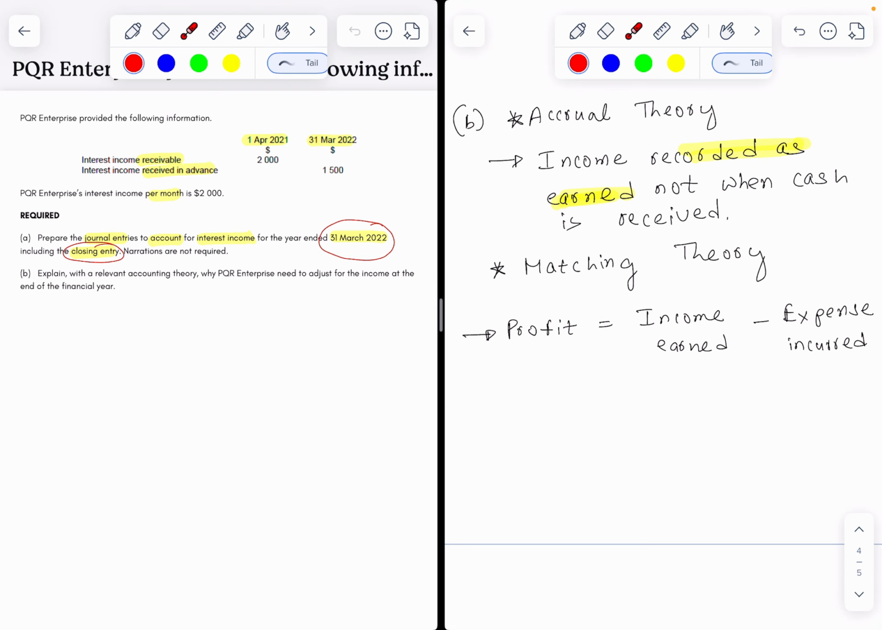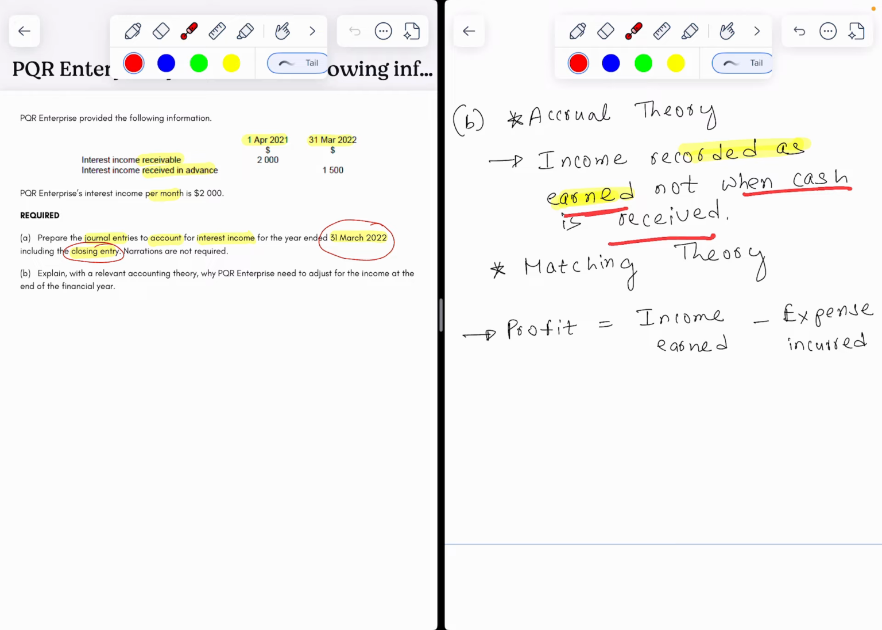Explain with a relevant accounting theory why PQR enterprise need to adjust for the income at the end of the financial year. All right, so we have two accounting theories here, the accrual theory and the matching theory. Now, the accrual theory simply states that we record income as we earn it, not necessarily when cash is received. So we could use the example we have in our case, which is that we have received excess cash of $1,500, which is not necessarily income that we have earned.